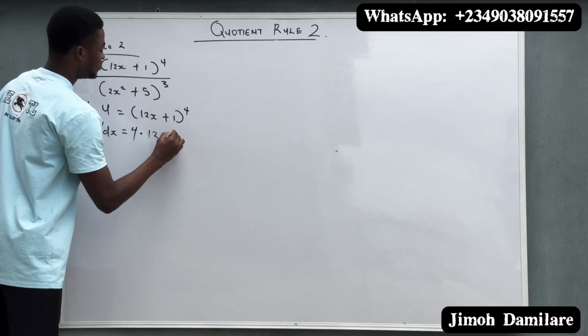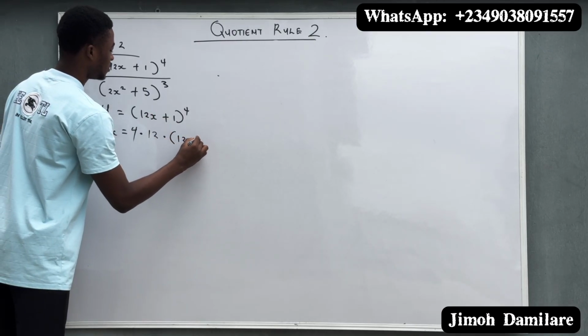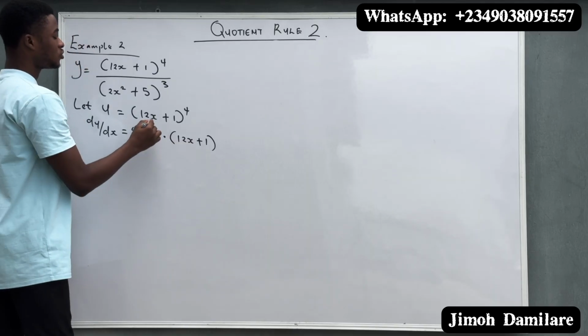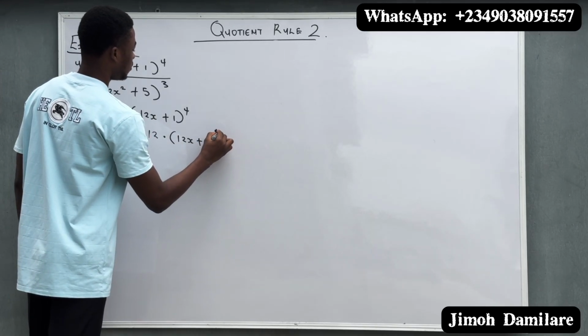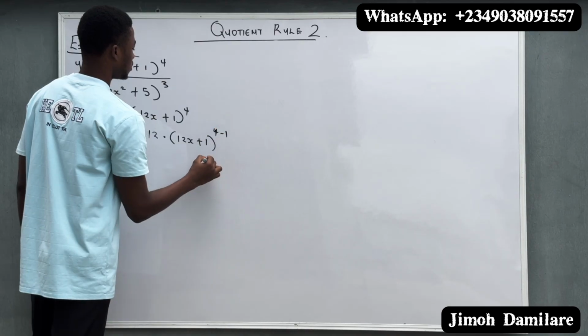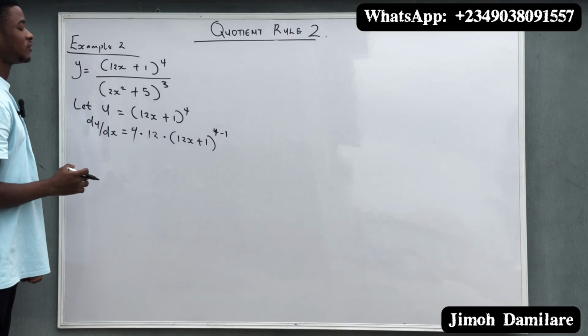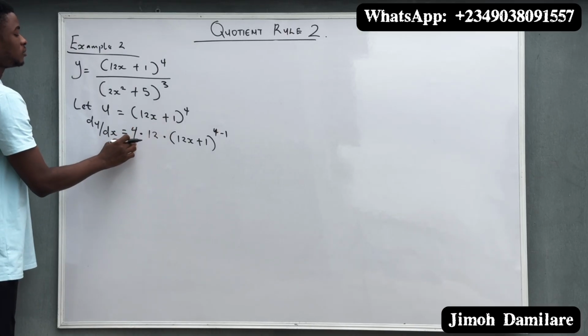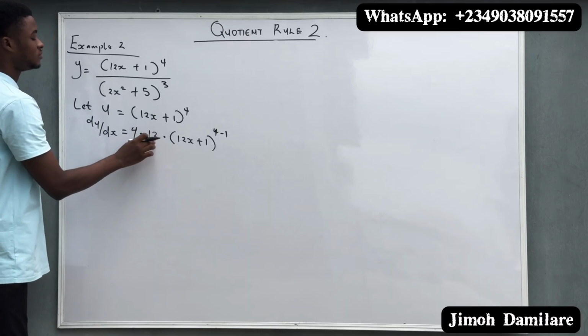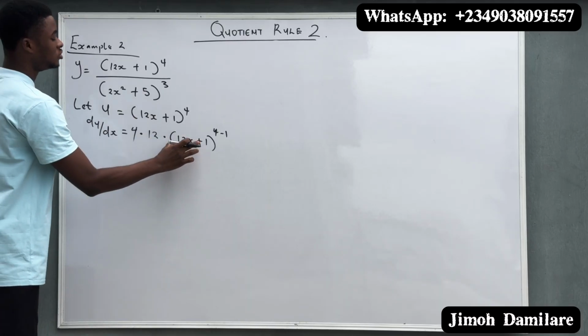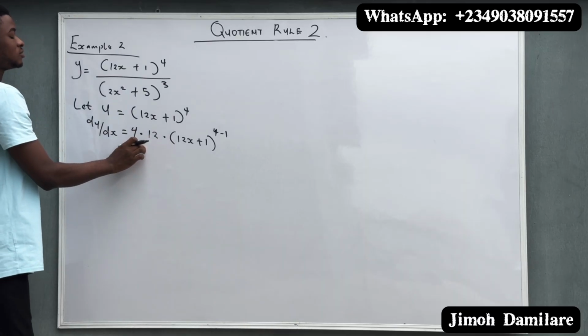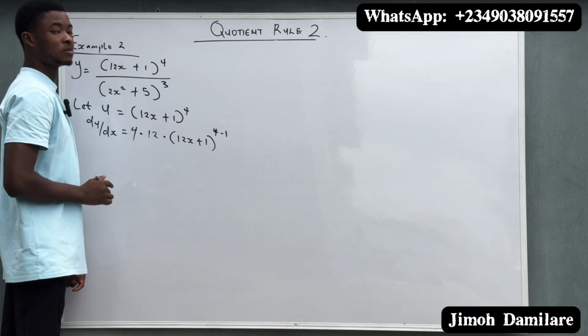So we are going to rewrite the bracket. So we have 12x plus 1. And also the power will be subtracted by 1. So we have 4 minus 1. So this is just how to differentiate using the chain rule shortcut method of differentiation. So the power will come to the front, you differentiate what is in the bracket, you multiply it with the power, and also you write the bracket again, you multiply it with what you have on ground, and the power will be subtracted by 1.